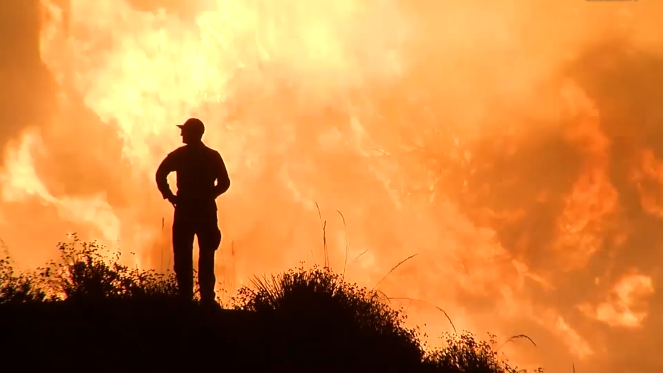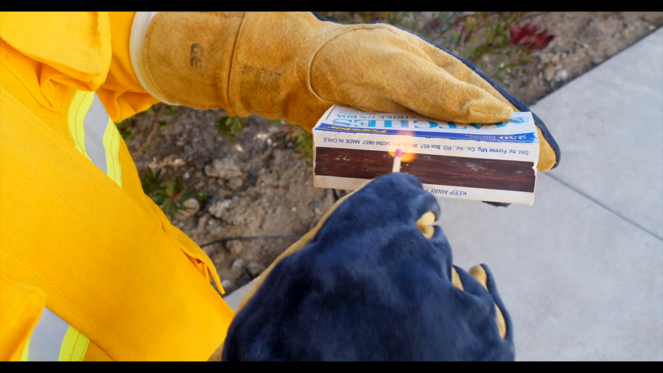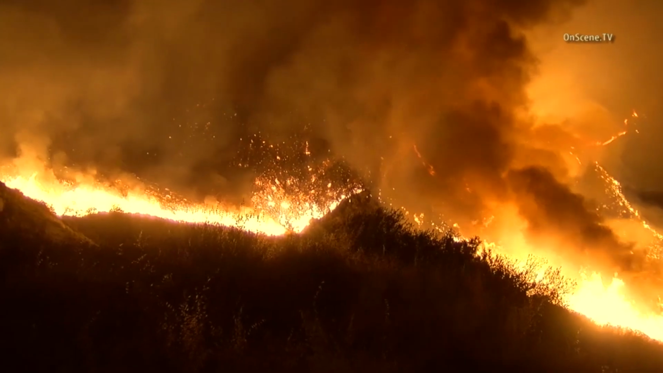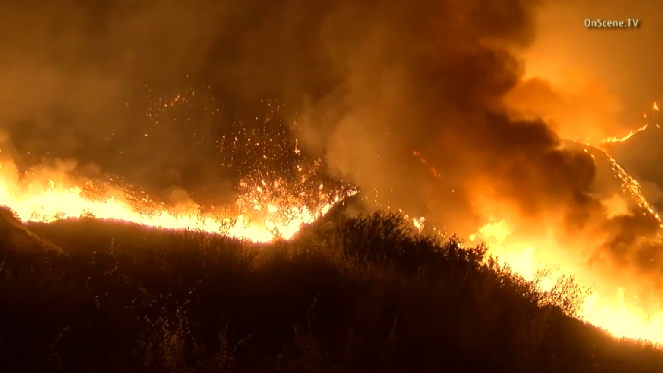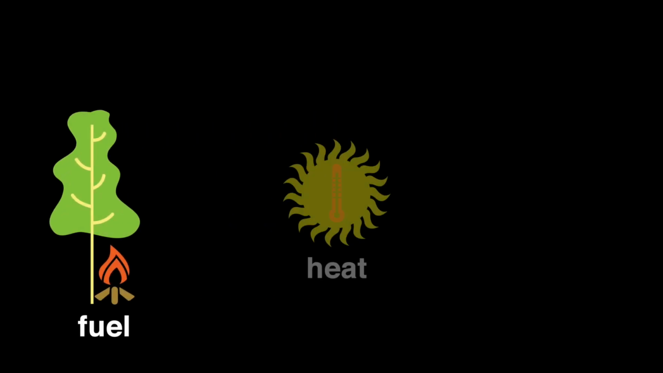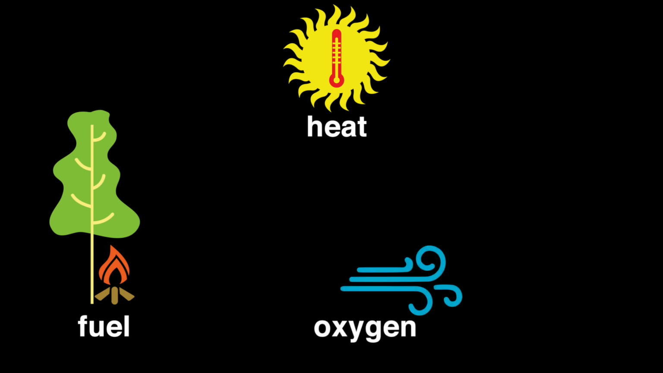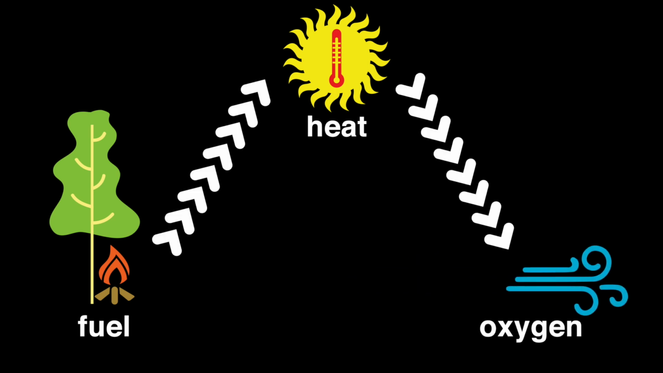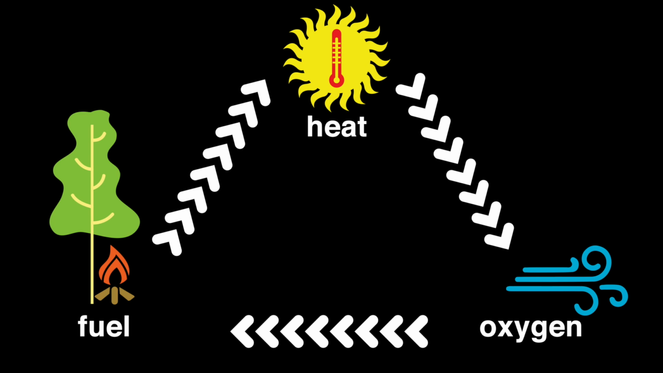Whether a fire is very large or very small, it needs 3 things to burn: fuel, heat, and oxygen. These 3 elements make up the fire triangle.